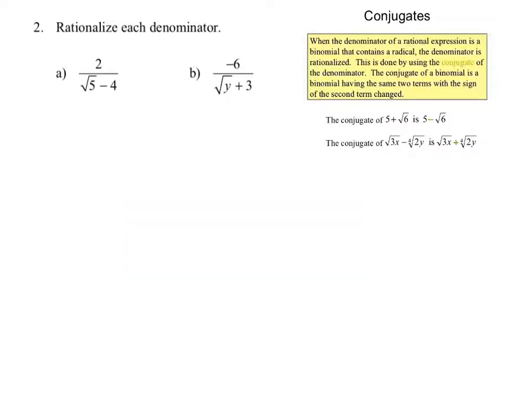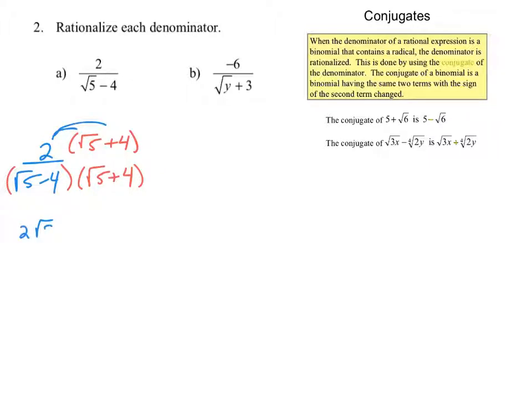In example A, we have 2 divided by the square root of 5 minus 4. To rationalize this denominator, we're going to multiply by the conjugate of the square root of 5 minus 4, which is the square root of 5 plus 4. And we're multiplying both the numerator and the denominator by that same conjugate. In the numerator, we're going to use the distributive property to get 2 square root of 5 plus 8.